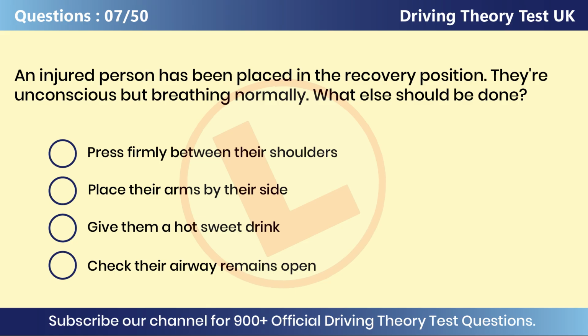Question 7. An injured person has been placed in the recovery position. They're unconscious but breathing normally. What else should be done? A. Press firmly between their shoulders. B. Place their arms by their side. C. Give them a hot sweet drink. D. Check their airway remains open. D. Check their airway remains open.